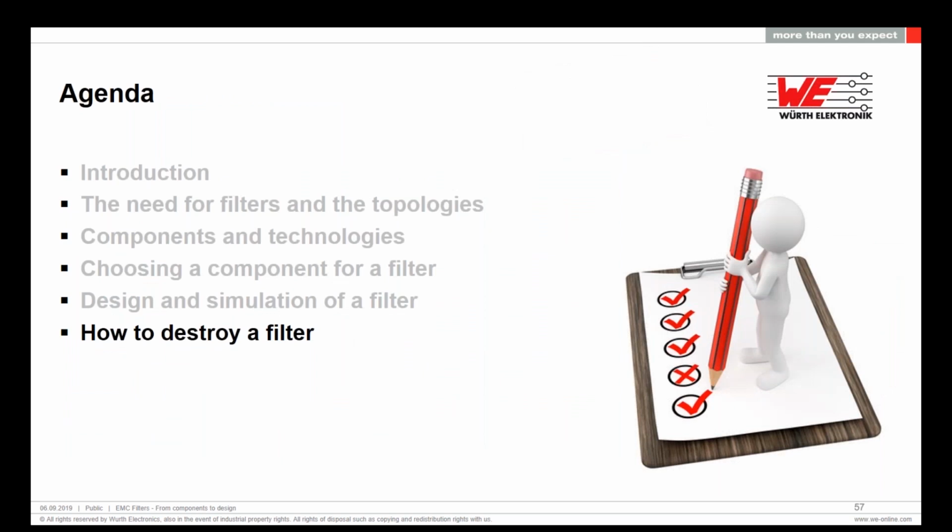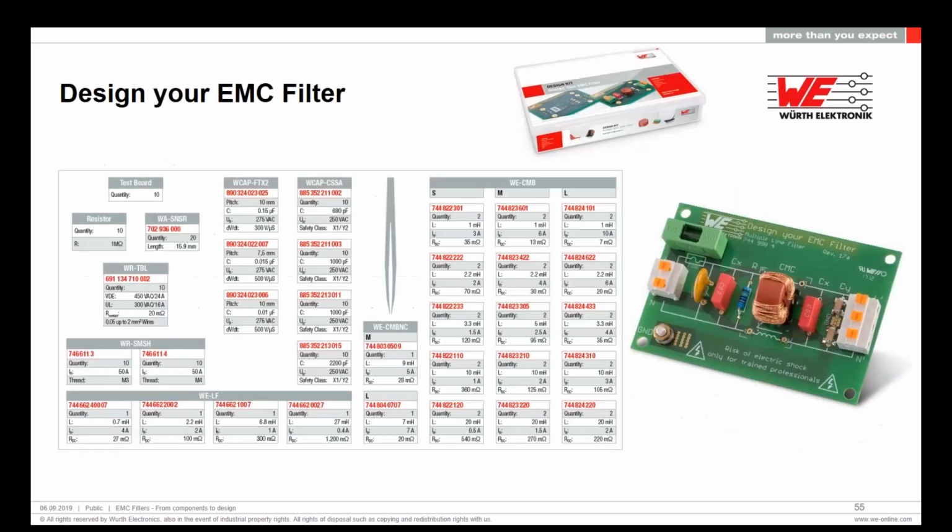This Design Your EMC Filter kit has basically all the components you need. It has the terminal blocks, the common mode choke, resistors and capacitors, spacers, and the PCBs. So there is a full range of components to build the filter.